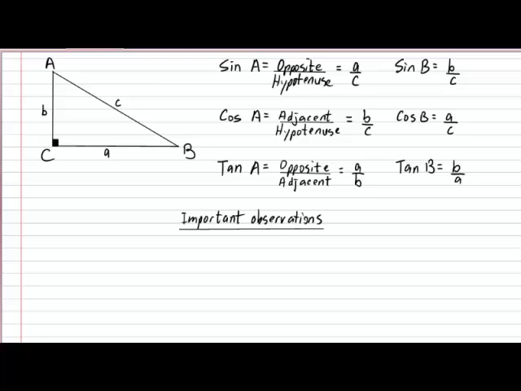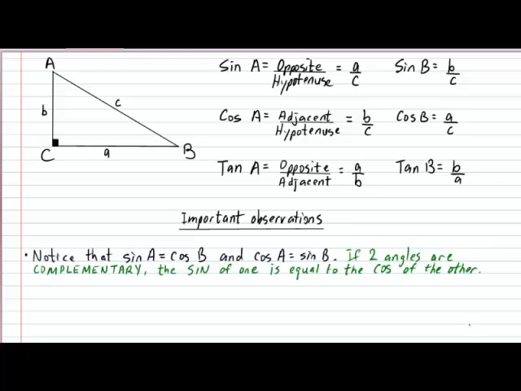Perhaps one of the first things that most people notice is that if you look carefully at the trig ratios, you'll notice that the sine of angle A is equal to the cosine of angle B, and also the cosine of angle A is equal to the sine of angle B. This observation may lead us to conclude that if two angles are complementary, meaning that the sum of the two angles is 90, then the sine of one of the angles will be equal to the cosine of the other one.